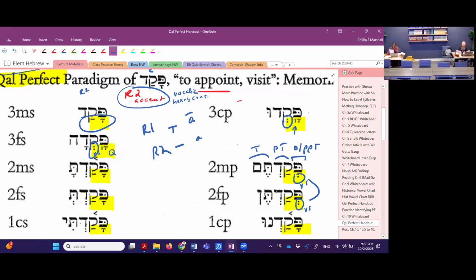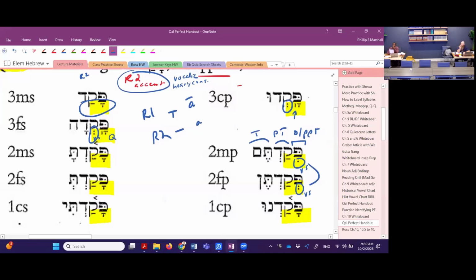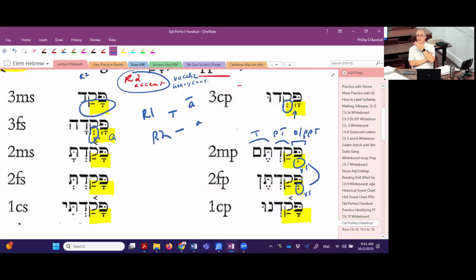I'm sorry if I just missed this, but if you could explain again why the open propretonic syllable reduces to a vocal shava, when normally with the verb it doesn't, right? Yeah, normally with verbs, when we have reduction, it's open pretonic syllables that will do that, right? Yeah. So it happens here.